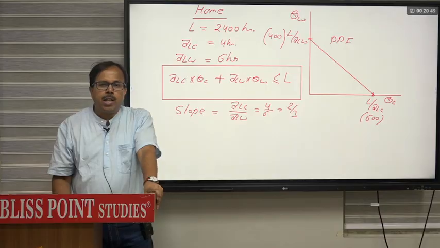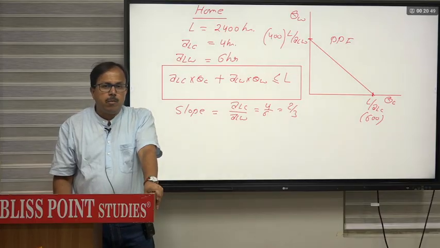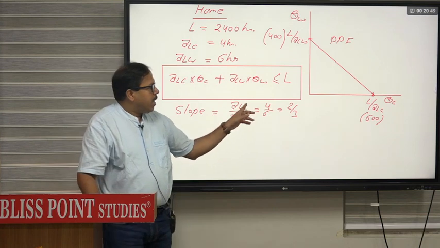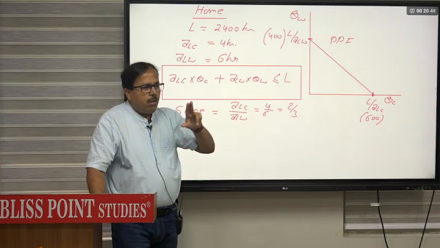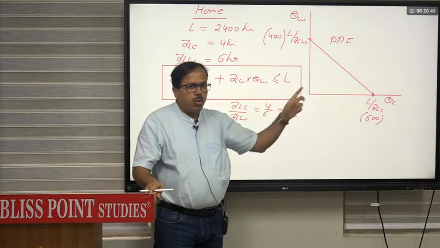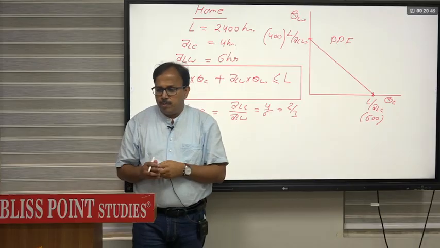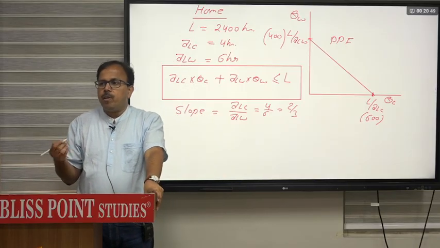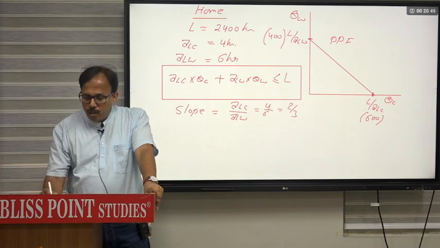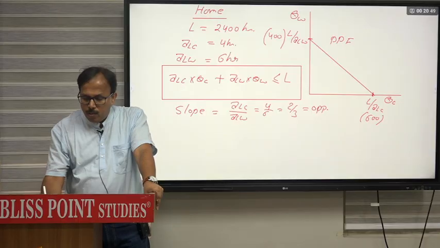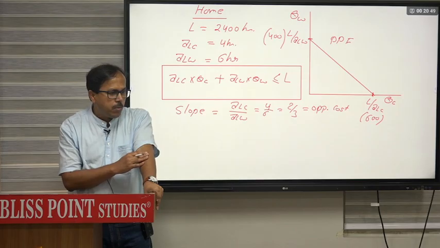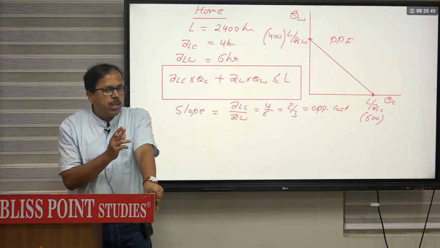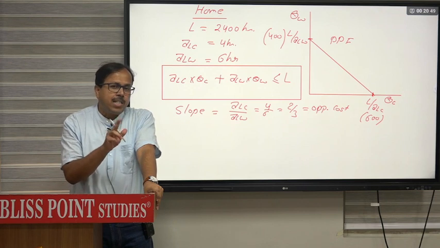And what does slope of that line measure? First thing, ALC and ALW is a constant number. It is 2 by 3, the constant number, which means slope of the line is constant. So if the slope is constant, the line will be a straight line. Now question is, what does slope of PPF measure? Slope of PPF actually calculates opportunity cost, but opportunity cost of which good? Opportunity cost of that good which you have written on x axis.